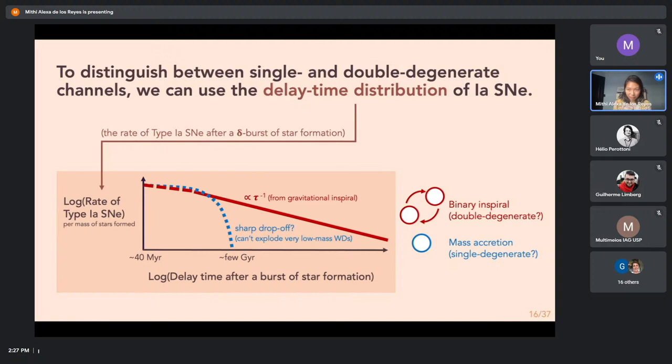And eventually, the binary systems get so low mass that the white dwarf doesn't have time to accrete anywhere close to the Chandrasekhar mass within a Hubble time. And so we see the sharp cutoff here. So the general idea is that we want to measure the shape of the delay time distribution, and again, compare it to these two different models. And that will tell us something about the class of models that we're working with.